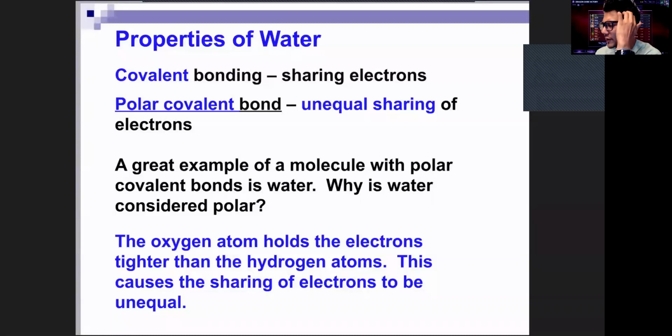So properties of water, we got covalent bonding. Do you remember from early in the year when we talked about types of bonding? It's the sharing of electrons. It's not like sodium chloride or potassium fluoride. It's two non-metals coming together, not a metal and a non-metal. Because of that, we have the prospect of polar covalent bonding, which is an unequal sharing of electrons.